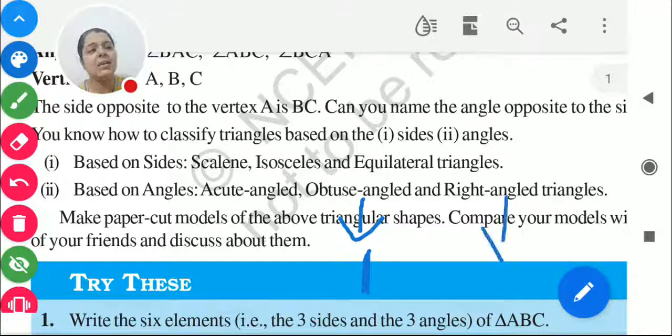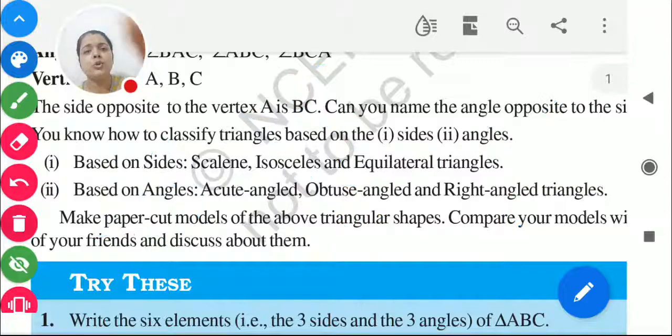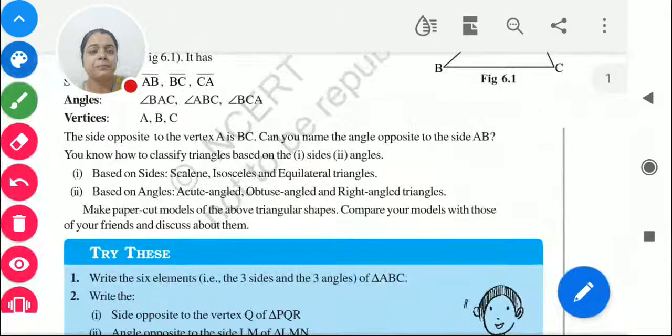And the third is the right-angle triangle. Right-angle triangle means one angle is 90 degrees and the rest will definitely be acute angles, because if one is 90 degrees, the rest cannot be more than it. The rest will be either 60-30 or 45-45, whatever it is, on that basis. So we got to know about the kinds of triangle, based on sides and based on angles. This is the recap of it.